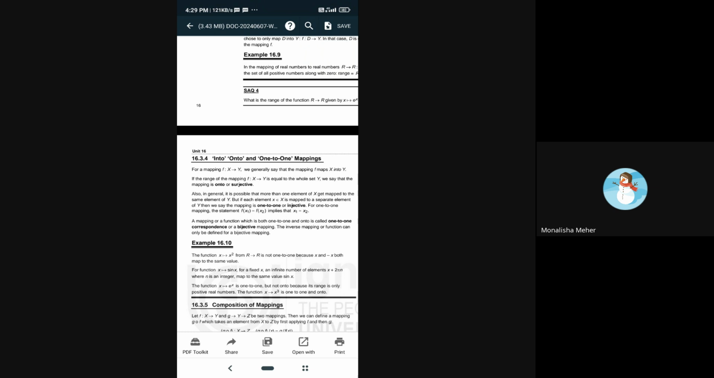So F maps X into Y. If the range of the mapping F, which maps X into Y, is equal to the whole set Y, we say that the mapping is onto or surjective.